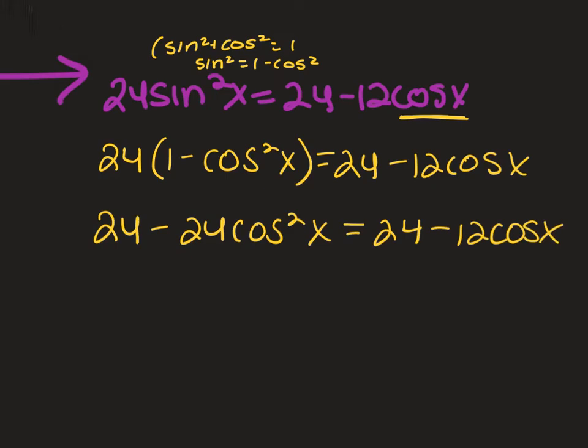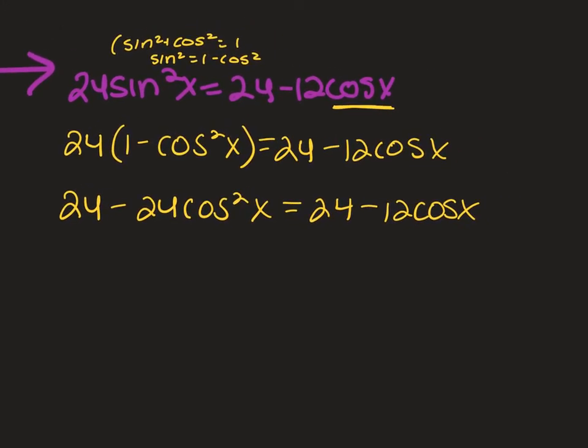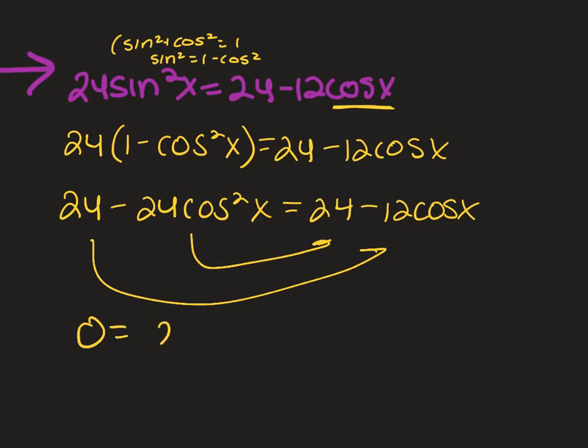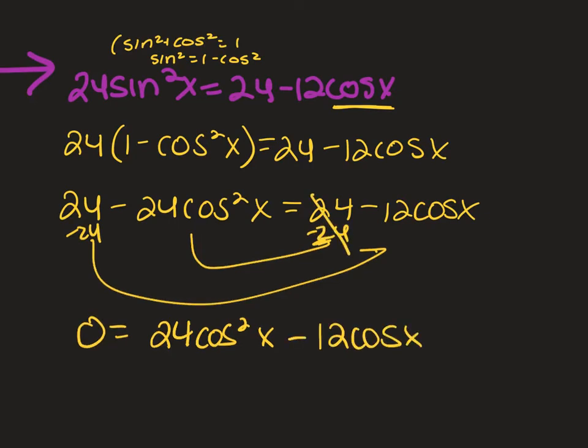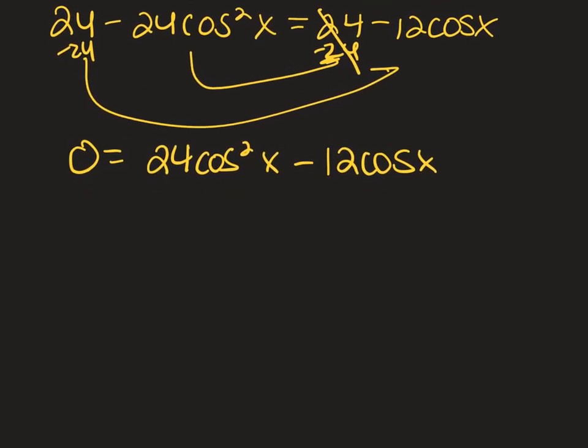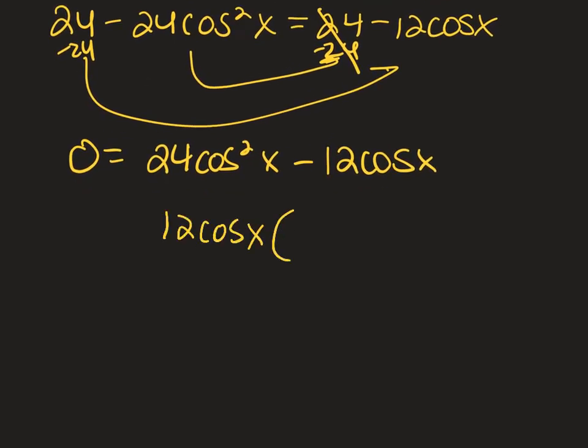Then I'm going to get everything to one side. I prefer to keep my squared term positive, so I'm going to move that to the other side. And I'd get a positive 24 cosine squared x. Subtract the 24 here, and they cancel out. Minus 12 cosine x. Then what? Take out a 12 cosine. And I get 2 cosine x minus 1. And then we can split and solve it.